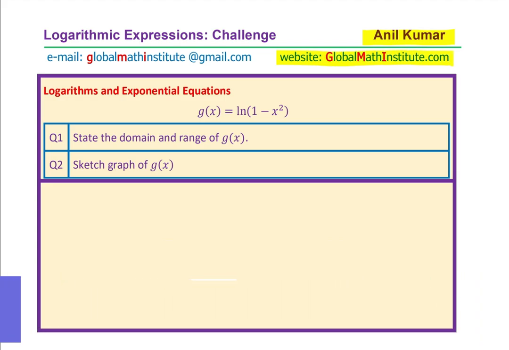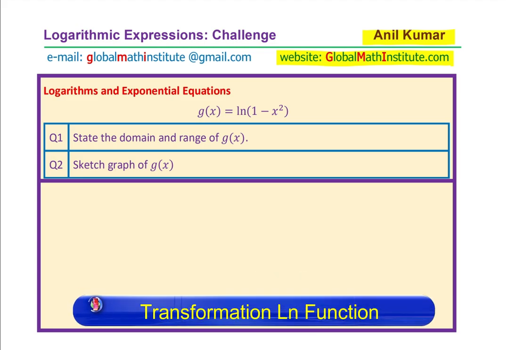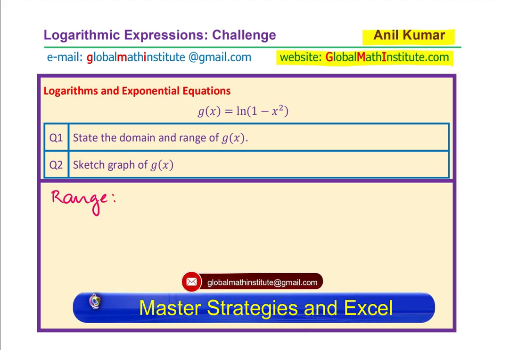Here we have a test example based on logarithmic functions. g of x is equal to ln(1 minus x squared). So natural log, right? The question is, state the domain and range of g of x and sketch the graph of g of x, right? So range is all real numbers for natural log, right? So let me write down range first. Range is y belongs to real numbers, correct?